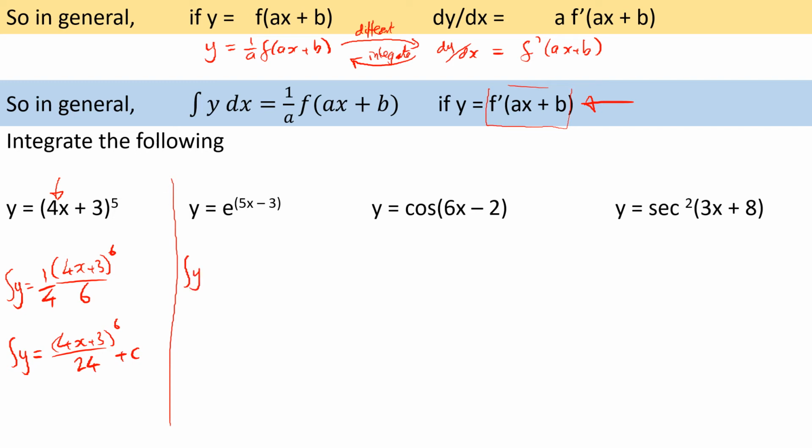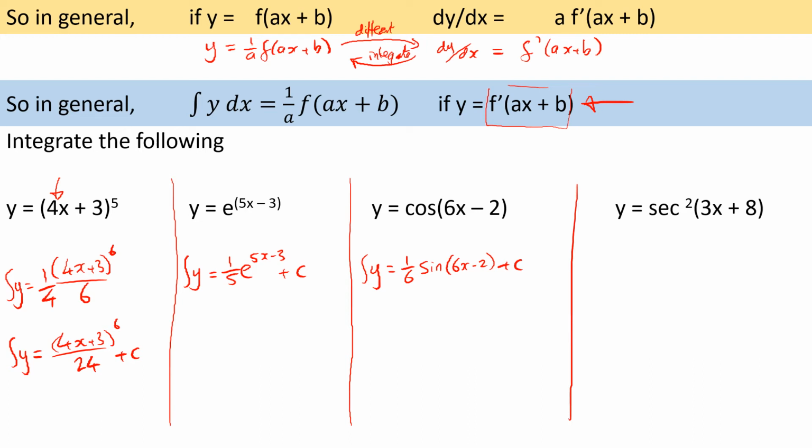Integral of y. So e doesn't change. So still that's our f of ax plus b. And then we divide by a. And there's not really much we can do to simplify that. Let's just stick the plus c on. What about our third one? Well, cos integrates up to sine. So that's our f of ax plus b, and then we divide by a, plus c.